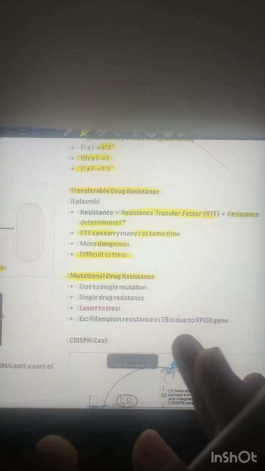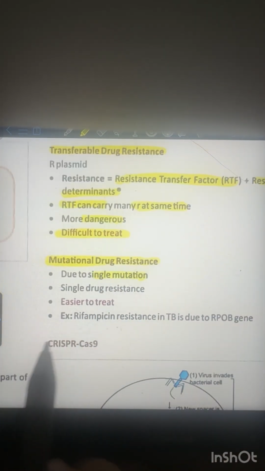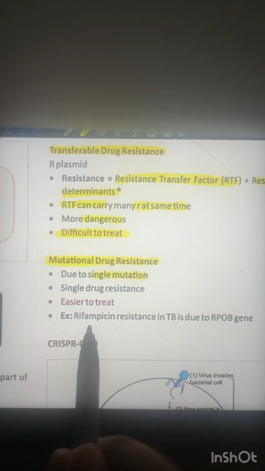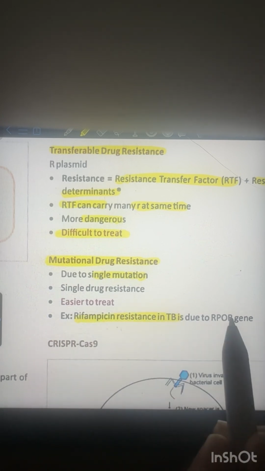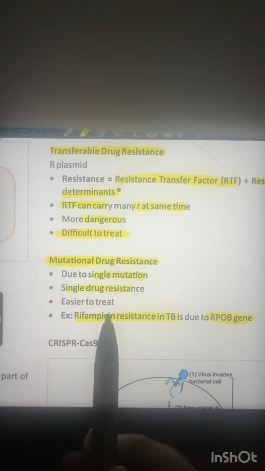There is mutation. Mutation is for a single drug. Like for example, in TB, in your medicine lecture you study, in TB there's a very common mutation known as rifampicin drug mutation or rifampicin drug resistance. Why does rifampicin drug resistance happen? Because there is a mutation in the RPOB gene, right? The RPOB gene has undergone a mutation, so a single mutation means a single drug problem. So this is obviously easier to treat because this is going to result in a single drug resistance and this is going to be easier to treat.